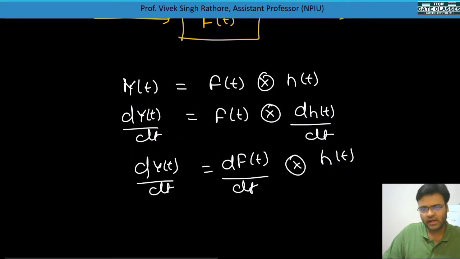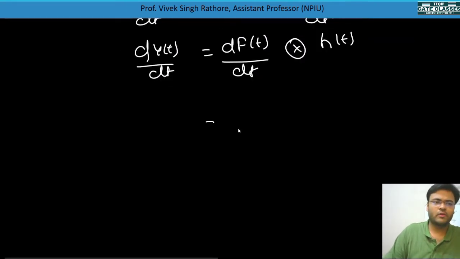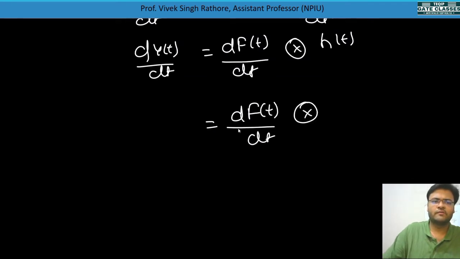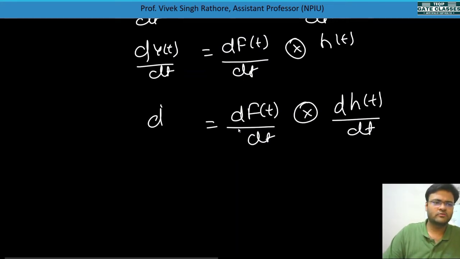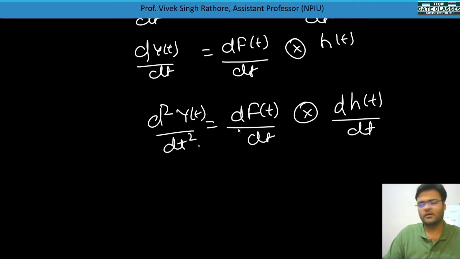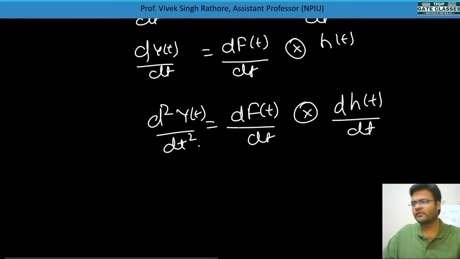So you can do either of those, or you can do it like this also: df of t by dt convolution with dh of t by dt. If you are unable to do it for one, and you get the output by differentiating both signals, no problem, you can do it like this also: d2y by dt square. So you'll get the same thing as it is. So this is actually the commutative property. We can do interchange also, and you'll get the output.